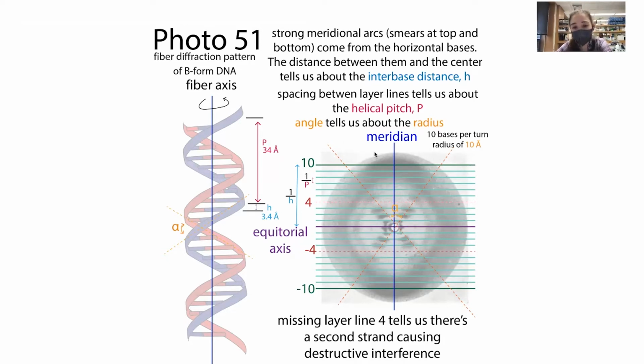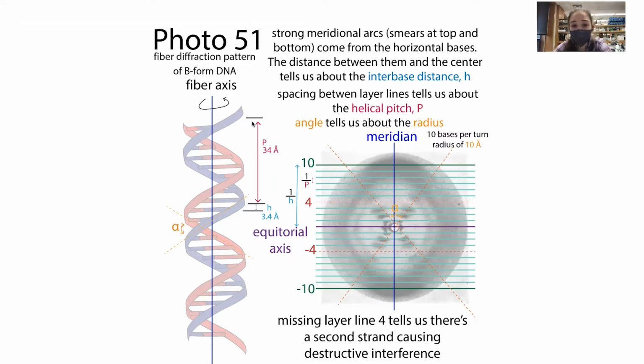So when they measured out this distance and took the reciprocal of it, they found that H, the distance between the bases, was 3.4 angstroms. An angstrom is 0.1 nanometer, and a nanometer is a billionth of a meter. So we're talking about really small distances, a smaller distance than our pitch, which is the distance from one turn to the next. And when we're talking about the interbase distance, we're talking about going from this equatorial axis to the top of this arc.